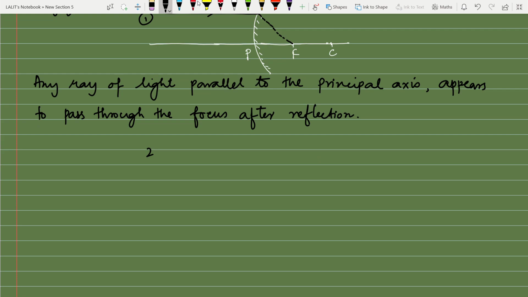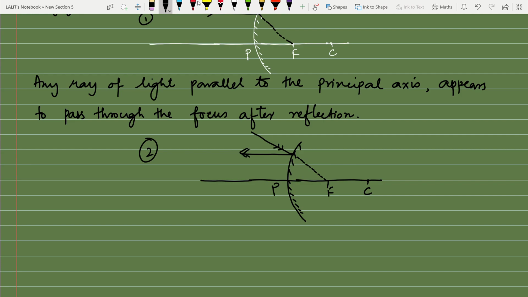So let us draw a convex mirror again. This is the convex mirror. We have got the principal axis. This is the pole, focus and center of curvature. Now let us pass this ray through the focus. So this ray is actually trying to pass through the focus. Now according to the rule, it should go parallel to the principal axis. This makes our rule number 2.